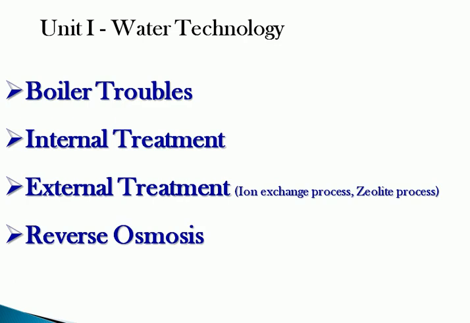Then internal treatment of water. Then external treatment, ion exchange process, zeolite process. Then reverse osmosis. All the questions you have to write neatly: the definition, then formulas, then diagrams, then advantages and disadvantages. This is unit 1, water technology, important questions.